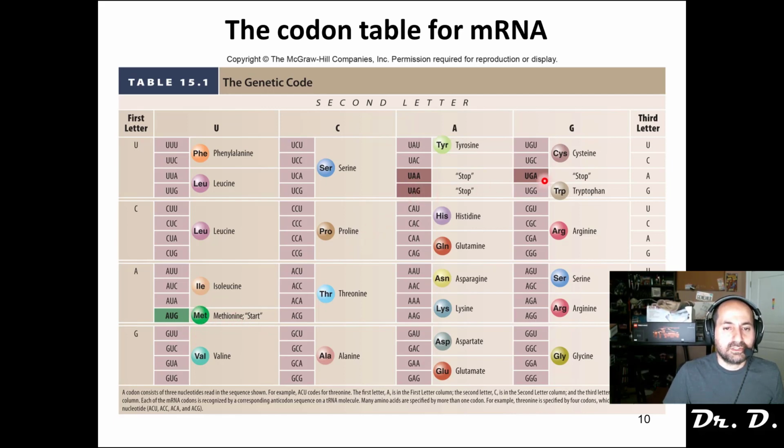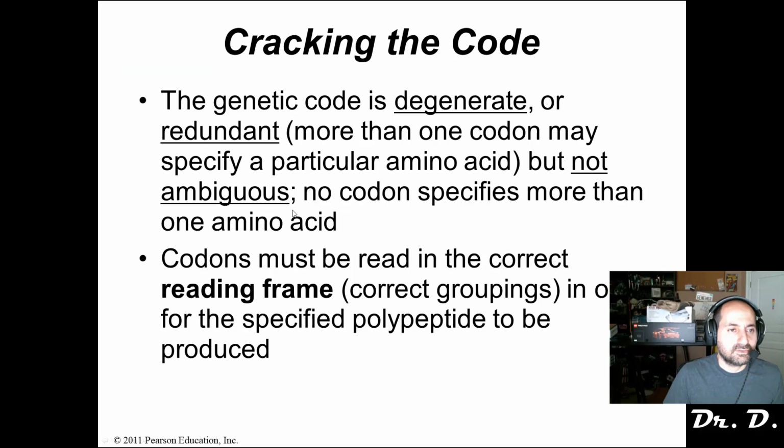There are 3 stop codons, and those do not code for an amino acid, but they do code for stop translation. Now, the rest of these codons all code for different amino acids. Okay, so again, the genetic code is degenerate or redundant, but it is not ambiguous. Okay, at this point, let me take a quick break, maybe grab a drink. I'll be right back to explain further.